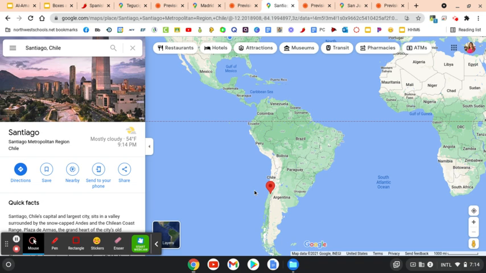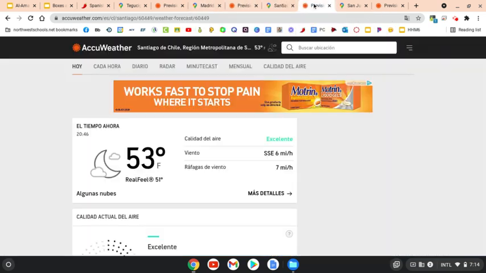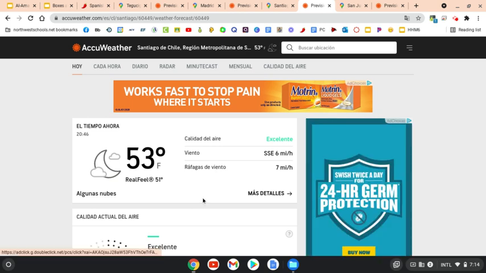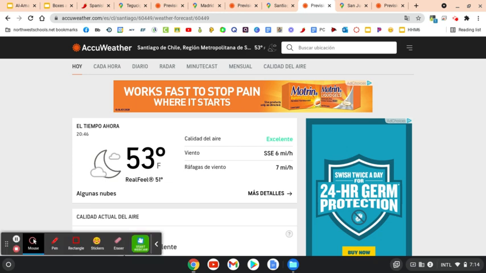Y en Chile no es verano y no es otoño. It's not summer or fall. Es el invierno. In Chile, it is the winter time in Chile. Because our summer and winter and all of that, our seasons are flipped because they're in the southern hemisphere.